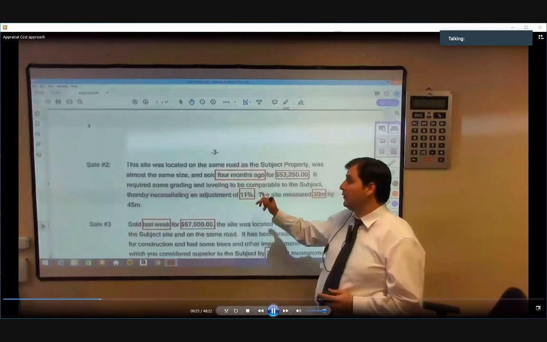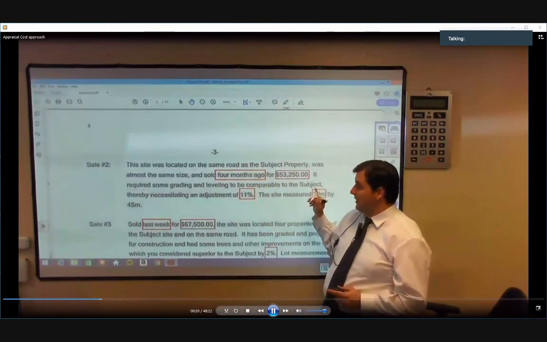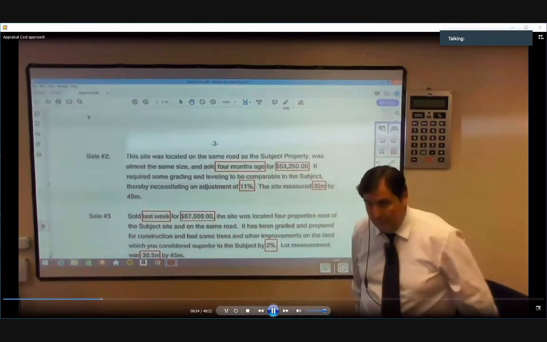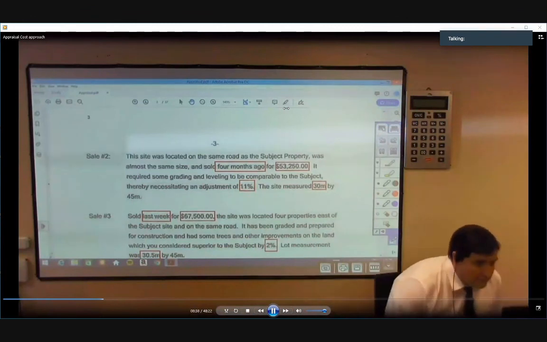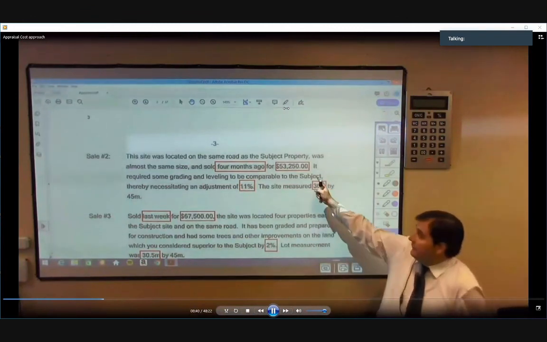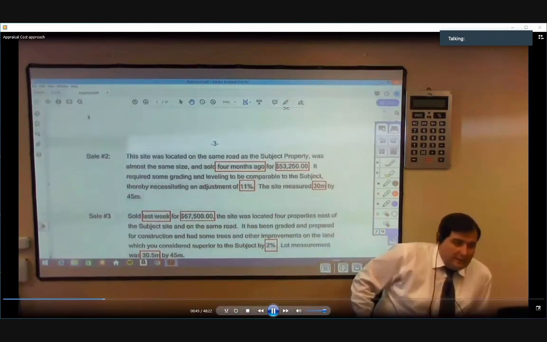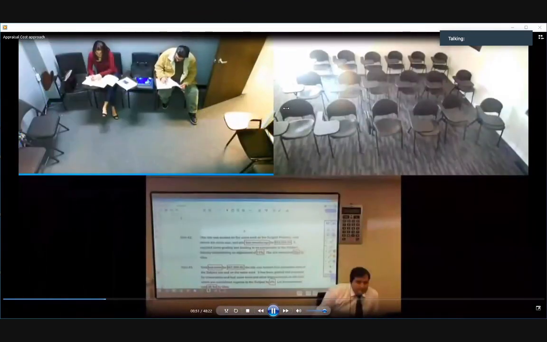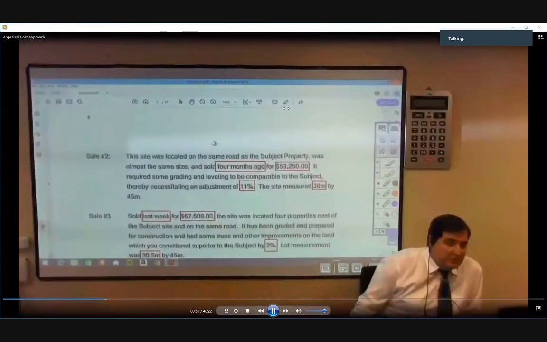Second one. Sold 4 months ago and has something. Sometimes they don't give you superior or inferior, so they explain it to you. So you have to know if it's plus or minus. Could you read the second one? It requires some credit and labeling to be comparable to the subject. Thereby, necessary an adjustment of 11%. So is that 11% plus or minus?